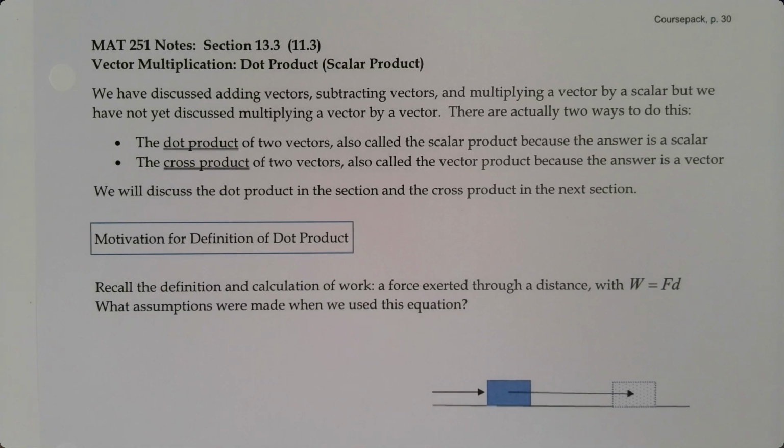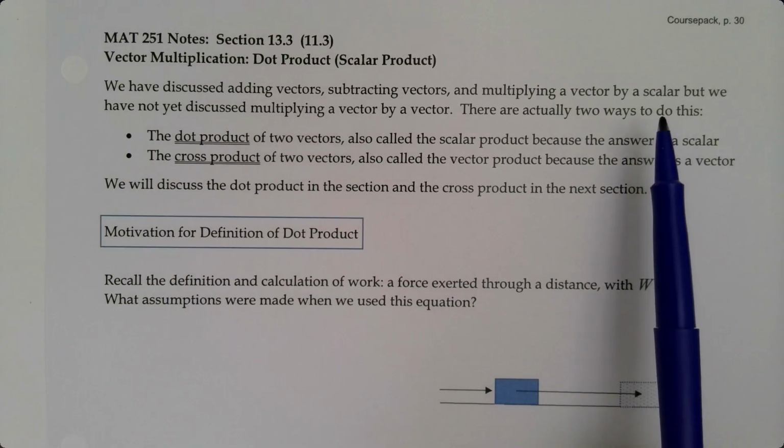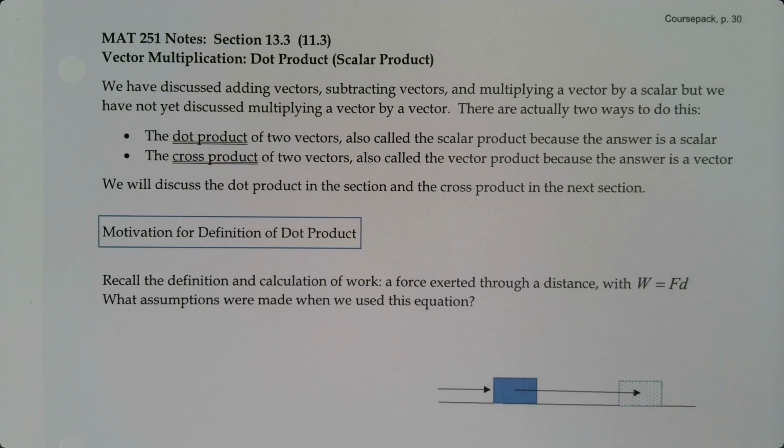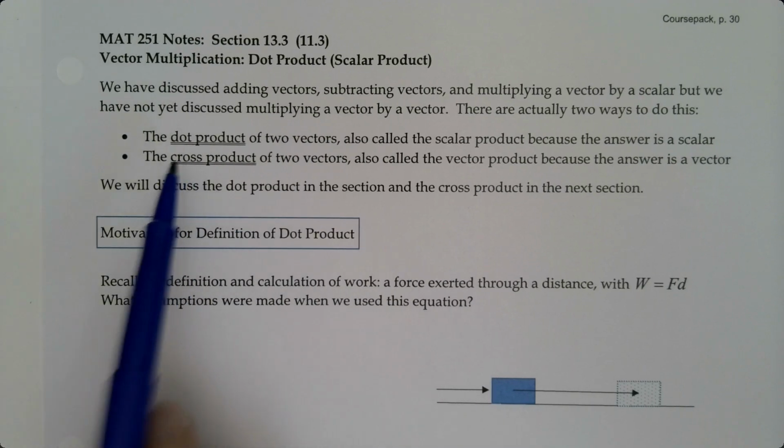So we've learned how to add vectors, subtract vectors, and multiply vectors by a scalar. But what we haven't learned yet is how to multiply vectors, one vector times another vector. And there's two different ways to do this. One we're going to learn in this section, which is the dot product.